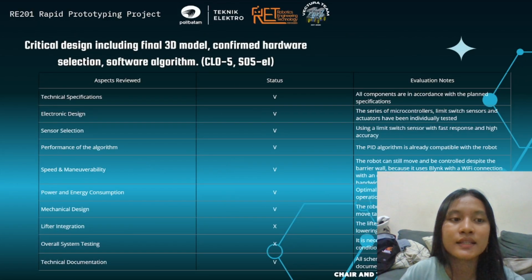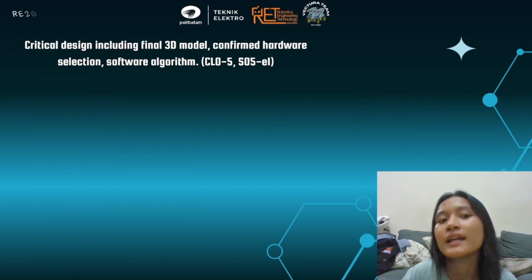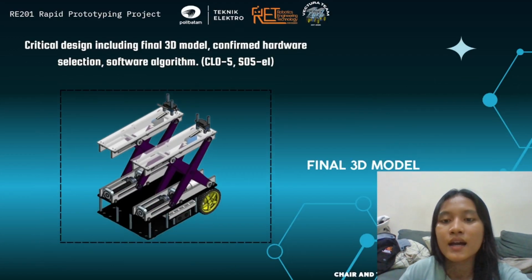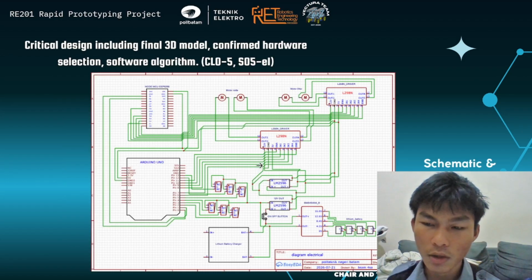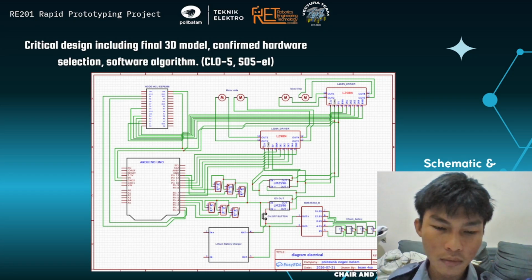Okay, next, we have the technical specification: electronic design, sensor selection, performance of the algorithm, speed and maneuverability, power and energy consumption, mechanical design, lifter integration, overall system testing, and technical documentation. Next, this is our final 3D model. It's a schematic and wiring diagram for the chair and table transporter robot.